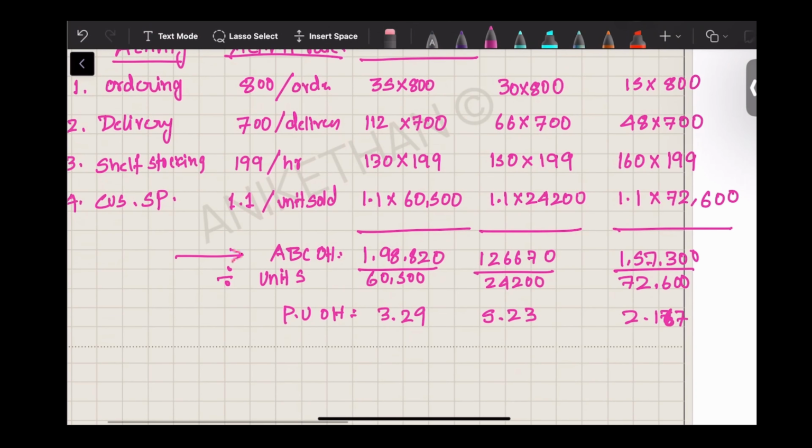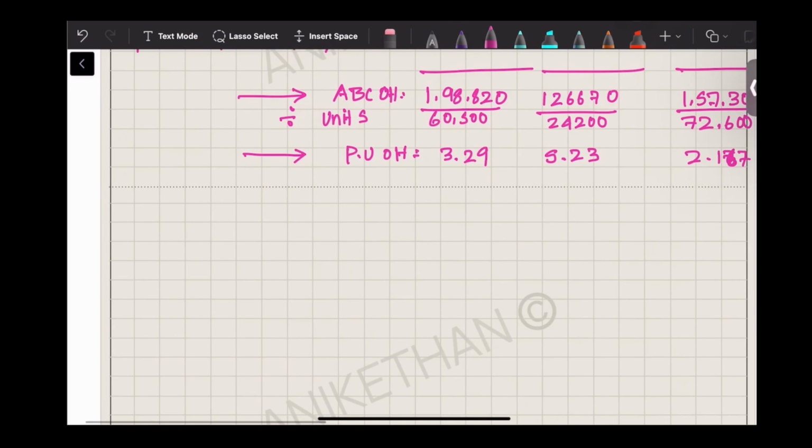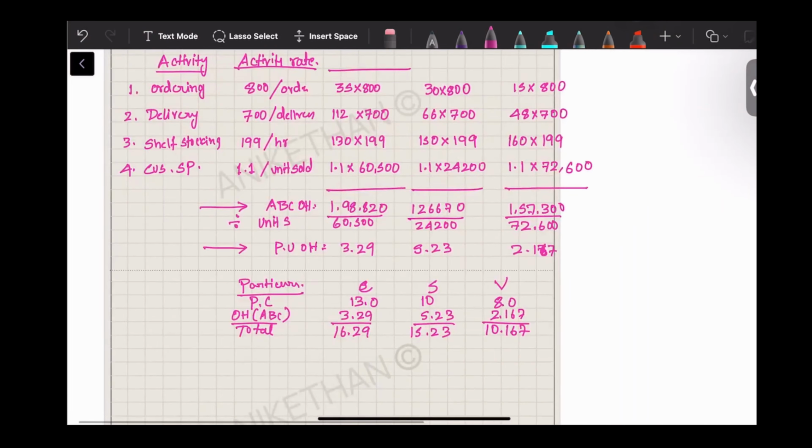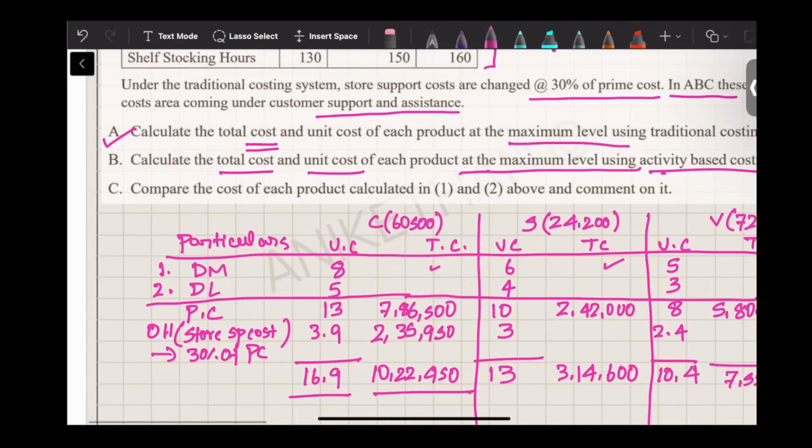Part C I have to do. For this, what I have to do? I have to compare the per unit cost. But this is per unit overhead. So I have to add the prime cost to this to make it per unit cost. So I will prepare a small cost sheet. I will have 3 columns for 3 products. Then under the particulars, I will start with prime cost, which I have already got as part of question A. Then I will add overhead. So I have got 3 per unit costs based on ABC, 3 per unit costs based on traditional.